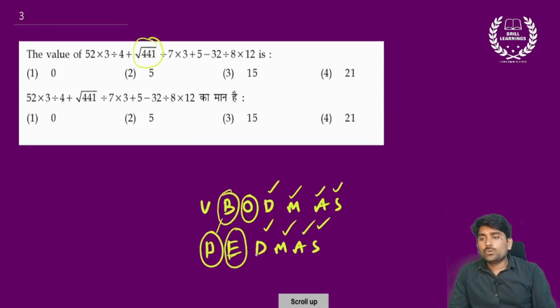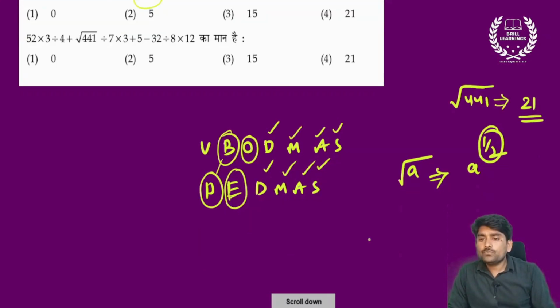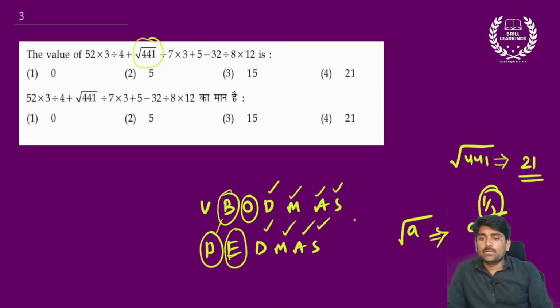Okay, so here they have given an exponential term. First solve the exponential term. What is the value of under root of 441? You may have doubt whether it can be called an exponential term. Yes, of course. Why? Because it can be written in the form of a power 1 by 2, where 1 by 2 is called the exponential term. So that is why I have to simplify this first. What is the value of under root of 441? Which is 21. Okay, now completely write this expression as it is.